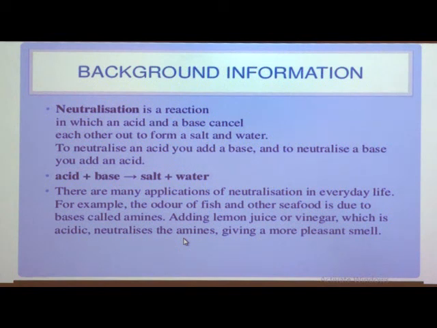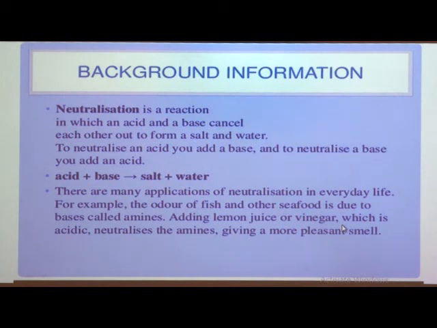It has a very bad odor whenever we have that type of food, seafood or fish. That bad odor is because of bases present in the fish or seafood. These are called amines. Because of these amines, fish or seafood has a bad odor. So what do we have to do? We add lemon juice or vinegar to it, or while we wash the seafood or fish, we add some lemon juice and vinegar in the water.